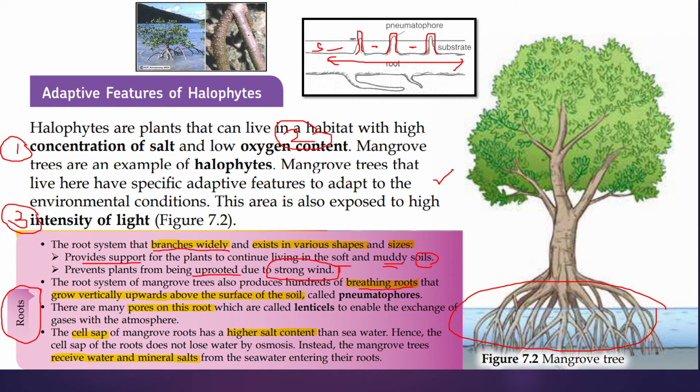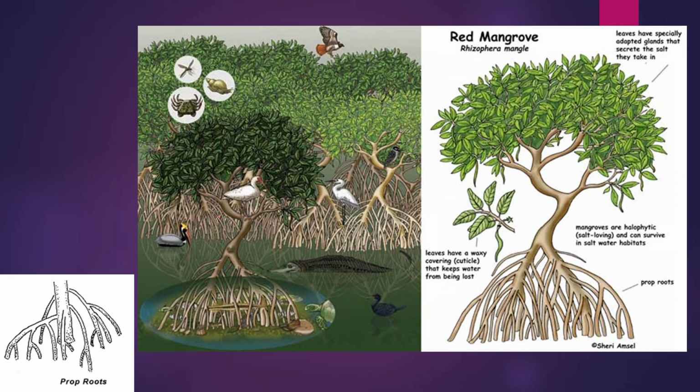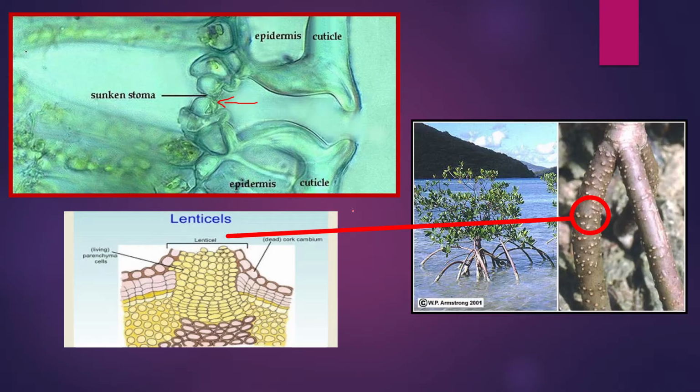Okay, so there are many pores on these roots. Dekat akar-akar ini ada banyak lubang-lubang kecil, pores, which you call the lenticels. Macam stoma pun lubang-lubang kecil kan. So we have another term called the lenticel. This is also the place that enables the exchange of gases with the atmosphere. So I have a bigger picture just now. Here, banyak lubang-lubang ini. Okay, so it's like a pore for the exchange of gases.